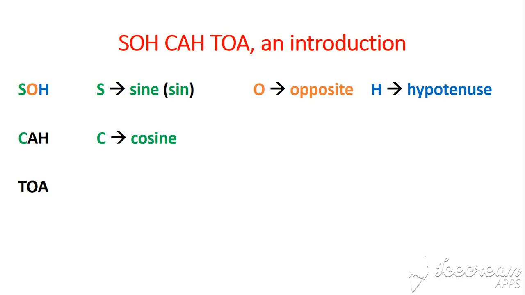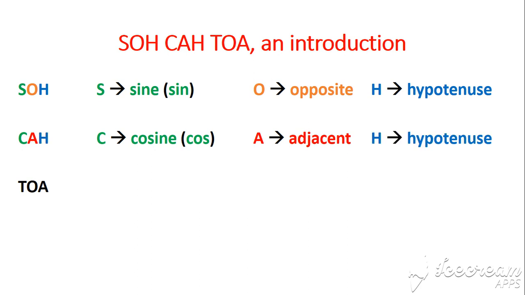Right, let's talk about CAH. The C represents cosine. It gets lazy on the calculator and we abbreviate it to cos, but it's pronounced cosine. Now the A represents the adjacent side and the H represents the hypotenuse side. So if we're ever trying to use the cosine rule, we need to be working with the adjacent and the hypotenuse.